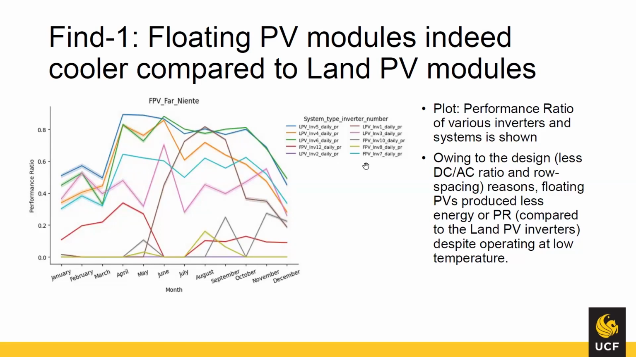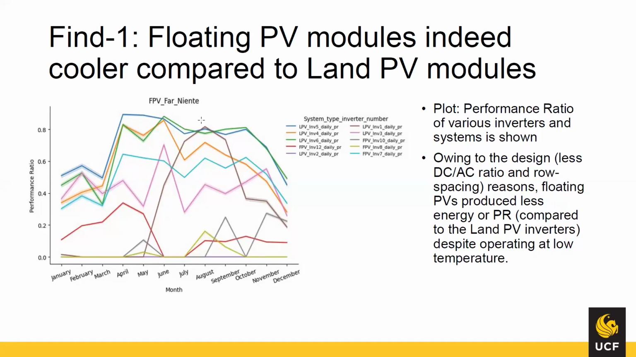As you can see here, the floating PV, inverter 7, in cyan color, is somewhere in the middle and it just changes. For the land PV systems, they hit close to 1. As I said, one of the factors that drives this performance ratio is the DC-AC ratio. The higher the ratio, the more quickly you hit PR 1. So we cannot make an exact comparison here.